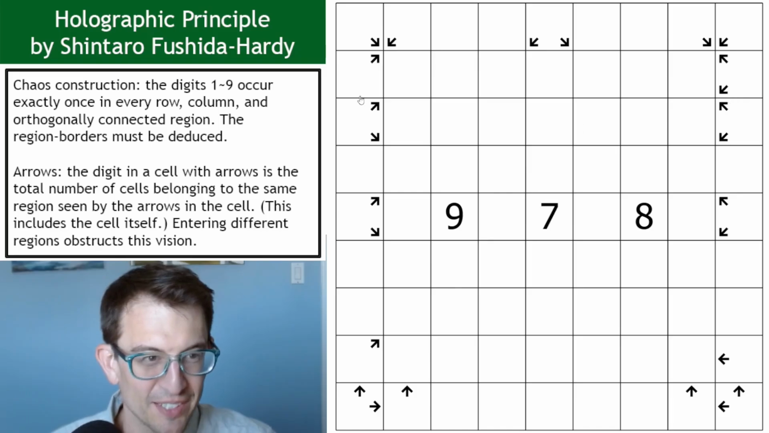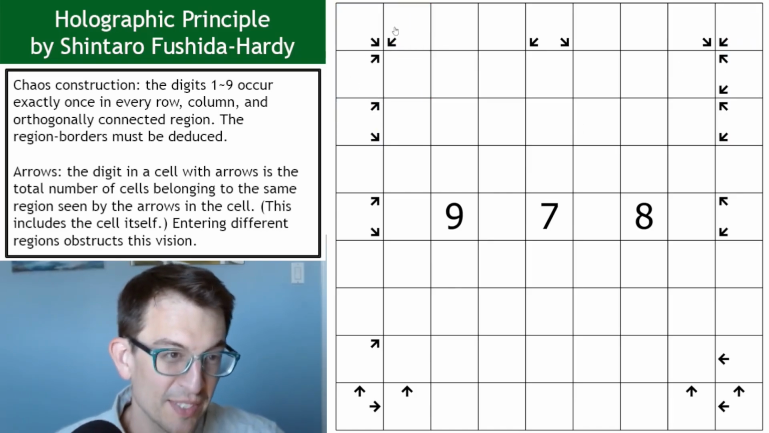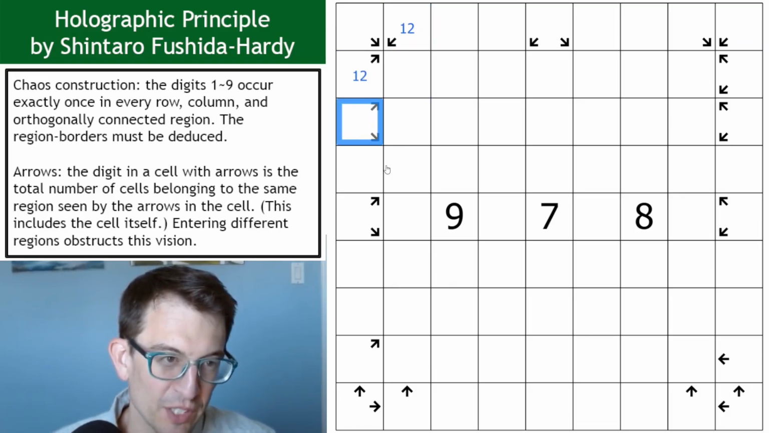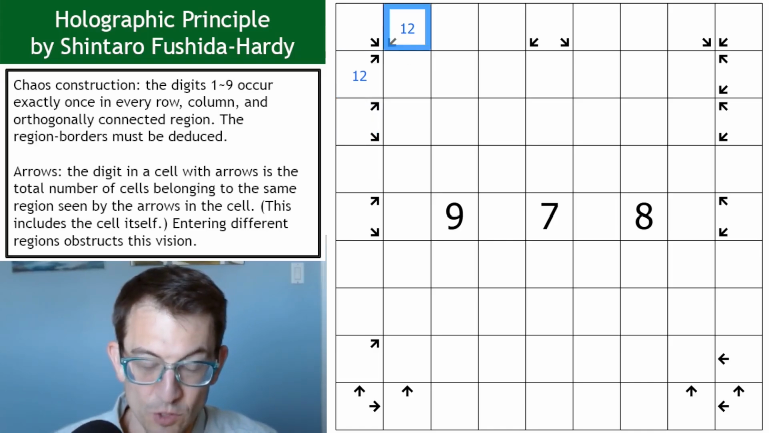And then where do I start? I'm trying to think between these. So, these cells are either 1 or 2, and they can't both be in the same region, because if they were, they would both be 2. So I know that this, so in fact, I know they're both 1.